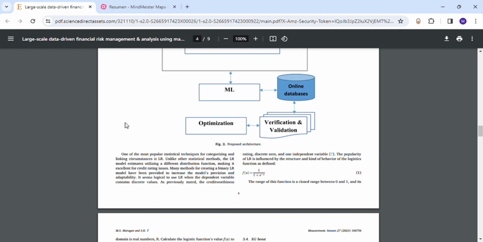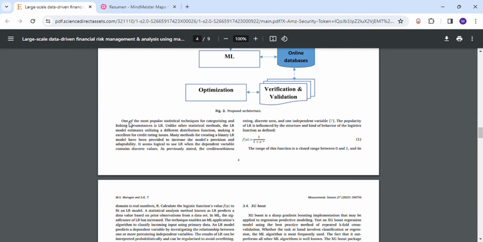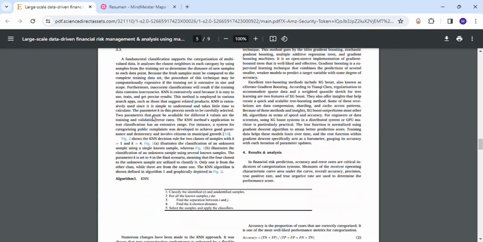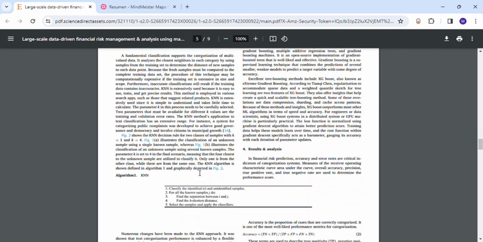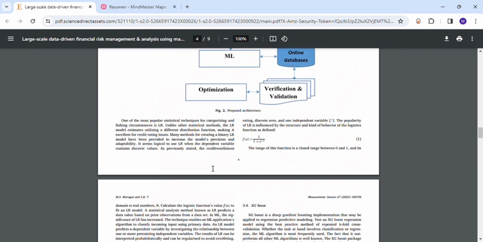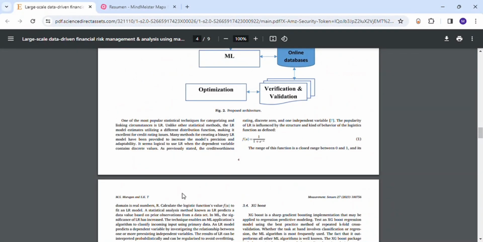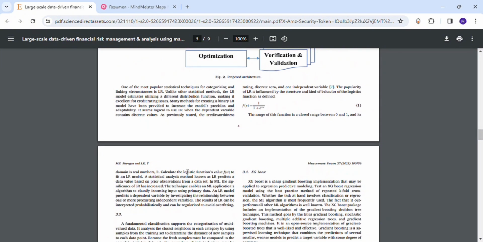As I previously stated, the creditworthiness rating is discrete, 0 and 1, as the dependent variable.